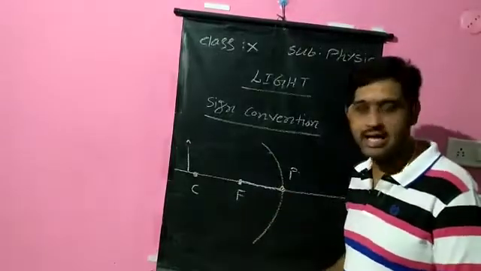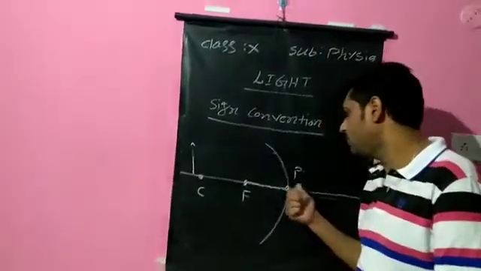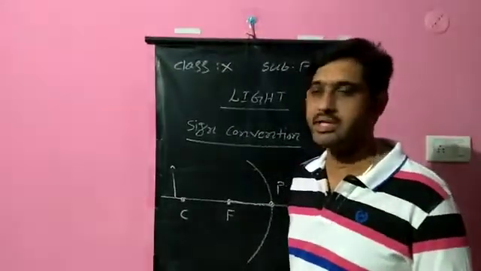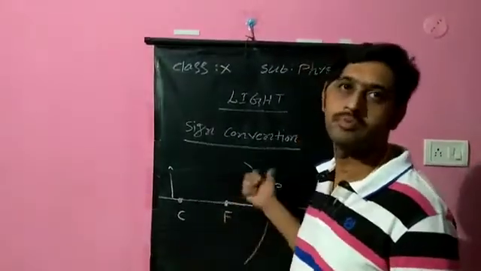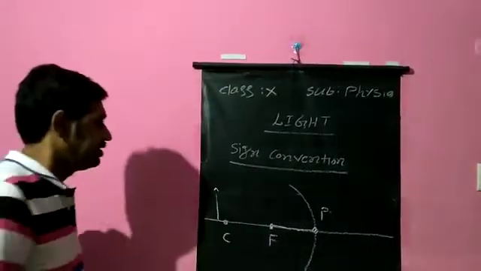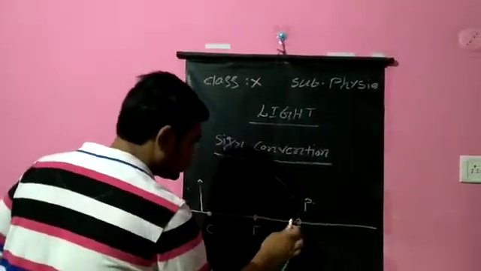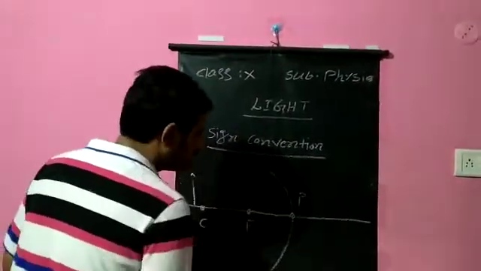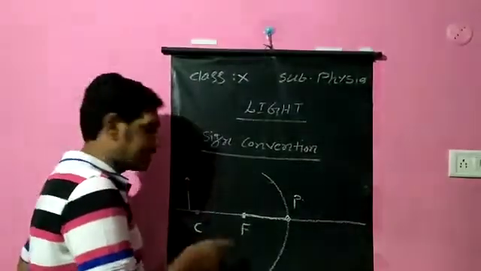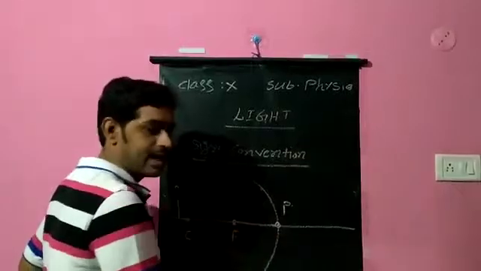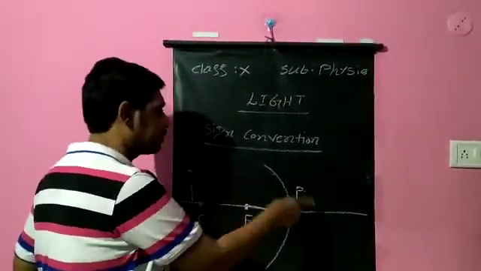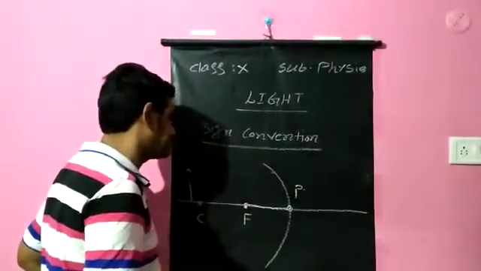Whenever you are measuring any length, the starting point should be the pole. So whenever you are measuring the focal length, you should measure it from pole to focus, not from focus to pole. And that is because of the second sign convention. Whether you measure from pole to focus or focus to pole, the length remains the same. 10 centimeters means it will be 10 centimeters only. But if you measure from focus to pole, it becomes against the direction of incident light.